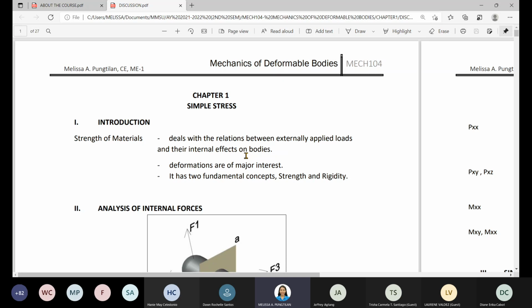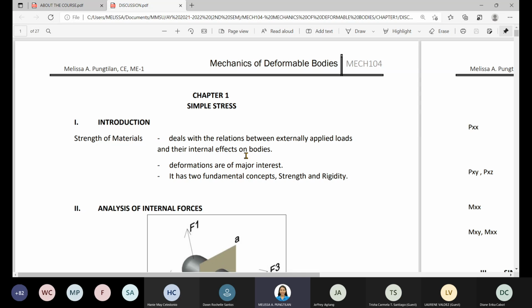And then yung ating strema or strength of materials kung tawagin. So yung mechanics of deformable bodies natin is also known as the strength of materials or strema. So dito kino-consider na natin yung mga internal effects on bodies whenever we apply loads to the body. So deformations are of our major interest here. So even though yung deformation is napakaliit, this is still our major concern.